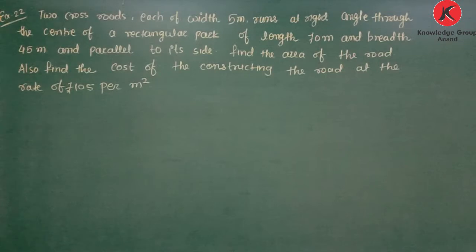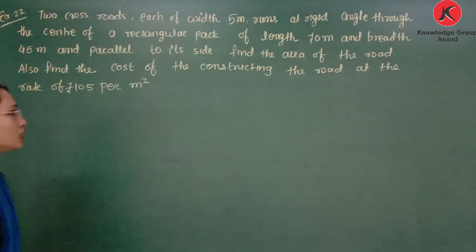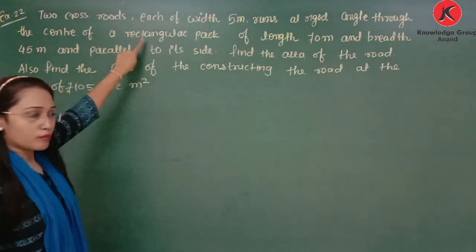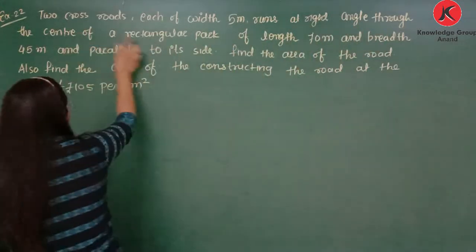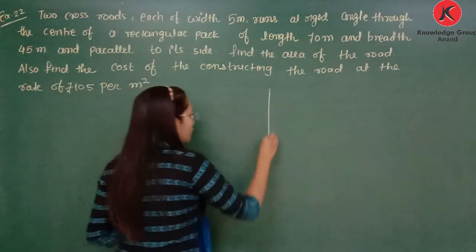Now next, example 22. Two cross roads, each of which is 5 meters wide, run at a right angle through the center of the rectangular path of length 70 meters and breadth 45 meters. So what is the statement here? The path is there in a rectangular path, but it is at the right angle and through the center of the rectangular path. So it is like this.